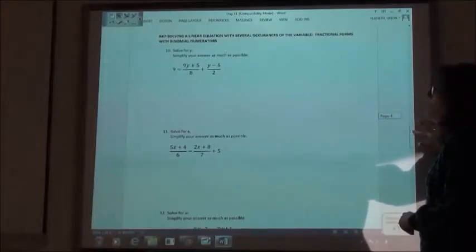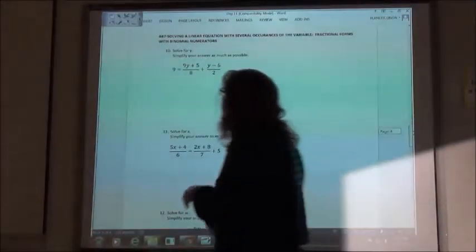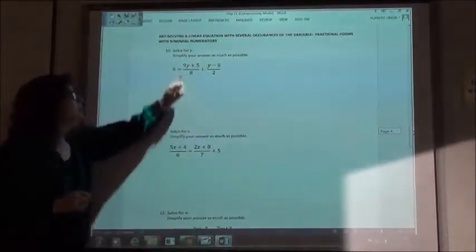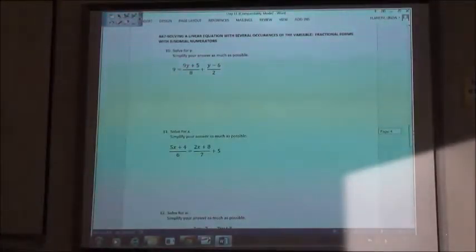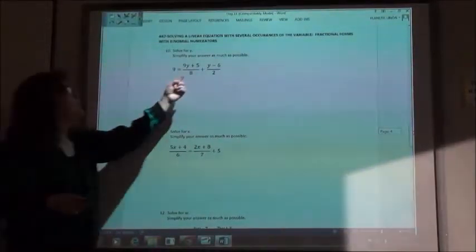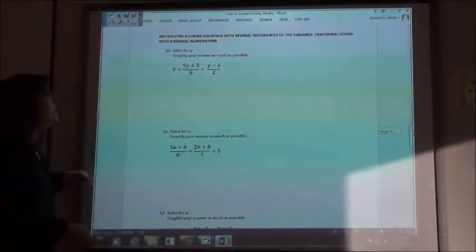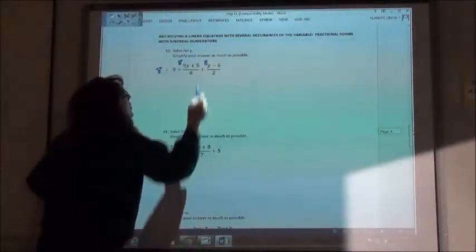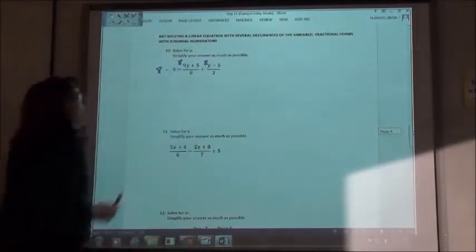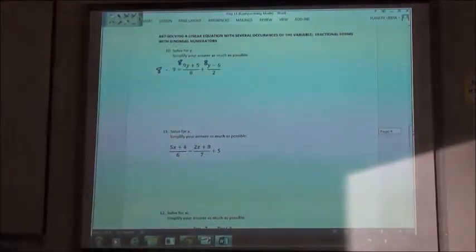The next 3, solving more with fractions. These times we have a binomial numerator, which means there's 2 terms up there. But it's the same philosophy. I want to get rid of those fractions. I'm going to multiply by my common denominator. In this case, I'm going to use 8 since 2 divides into 8. So everything has to be times an 8. And so I have 1, 2, 3 terms. All 3 of those are going to be times the 8.